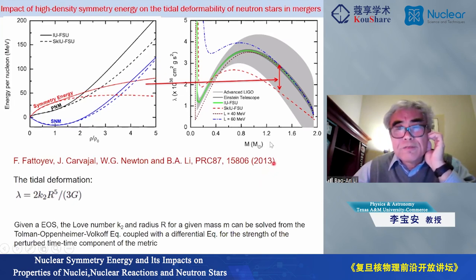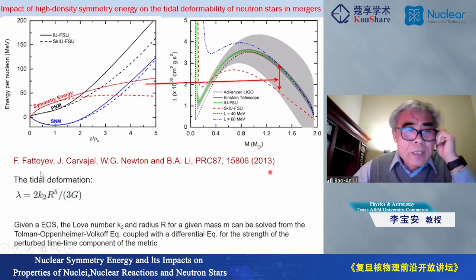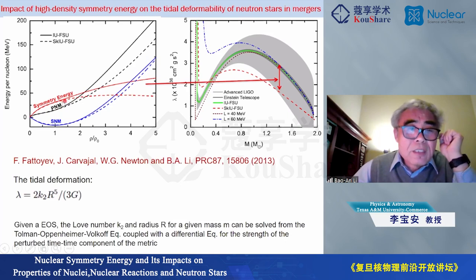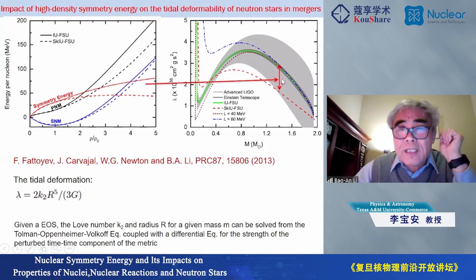Back in 2013, a few years before the first detection of gravitational waves, when Farrukh was working with me in Texas as a postdoc, he calculated the effects of high density symmetry energy on the tidal polarizability of neutron stars. He purposely constructed two equations of state, which have the same symmetry energy below and around the normal density, but very different high density behavior of symmetry energy. So there is a difference here in symmetry energy. This difference in symmetry energy can be translated directly into the difference in the tidal polarizability of neutron stars. For this 1.4 solar mass neutron star, you see this difference. So there is a direct connection between the high density symmetry energy and the tidal polarizability of neutron stars.